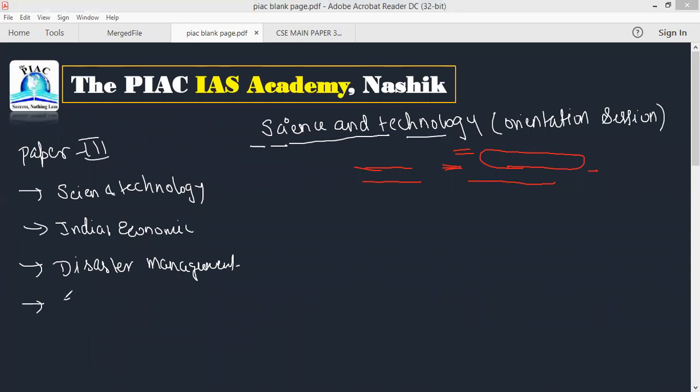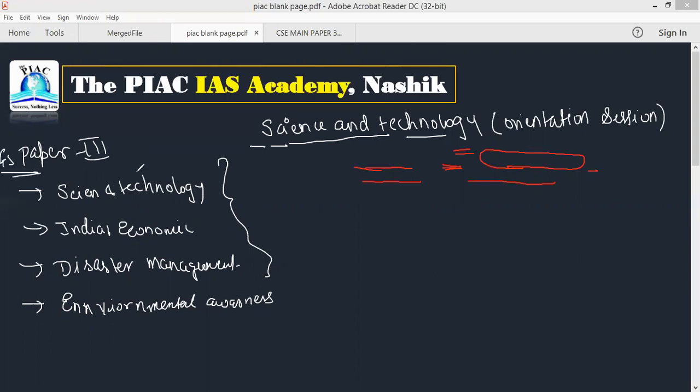Environmental impact assessment. So it is related to your general environmental awareness part. It includes all your pollution part, your conservation part, the current agreements that have been made, and the conservation measures that have been taken. So these are the 4 parts that have been included in your general studies paper 3.